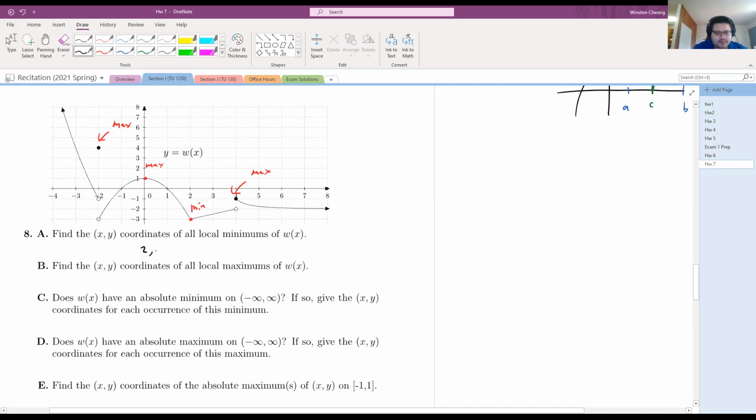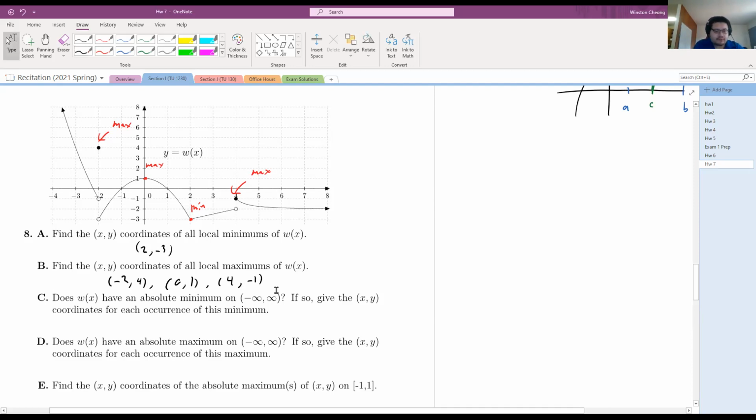Okay, and so from that, for local min, we only have this 1 point there. So that's going to be 2, -3. And the other 3, we can just list them out. So -2, 4, 0, 1, and also 4, -1.